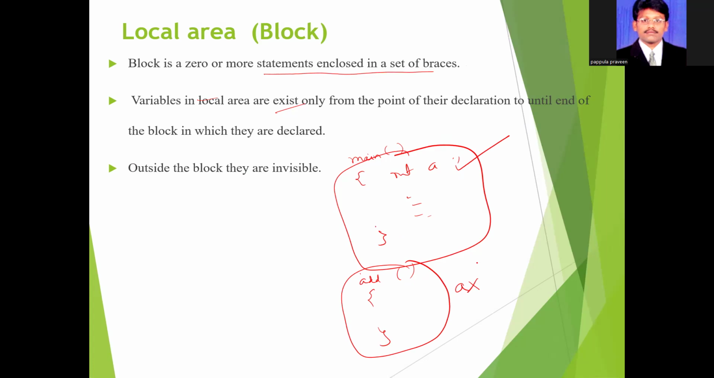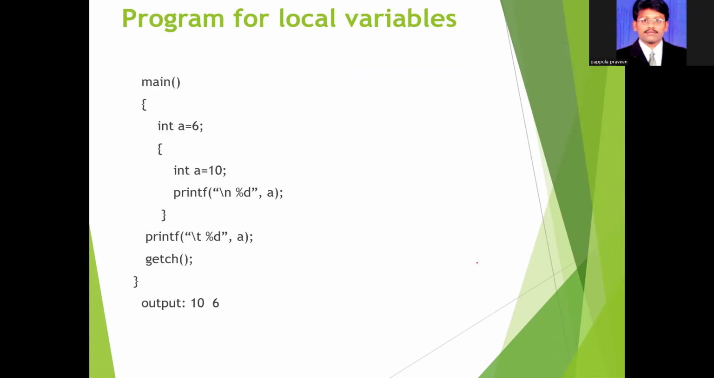Invisible means that variable is not accessible. That variable is unknown. You remember this part. Okay, clear? Within the block, that variable is accessible. Outside the block, that variable is not accessible. Now, local area, local variables. Here A equal to 6, A equal to 10. What is A? This is a local variable in main.